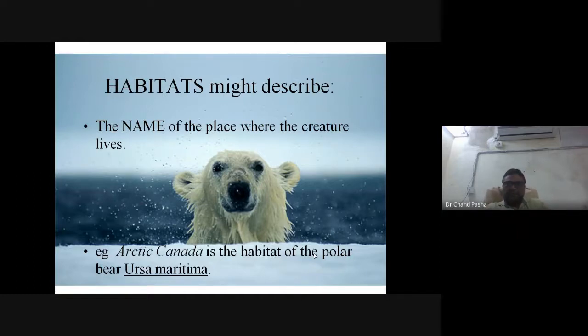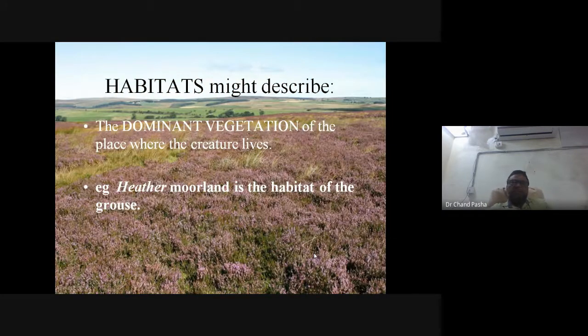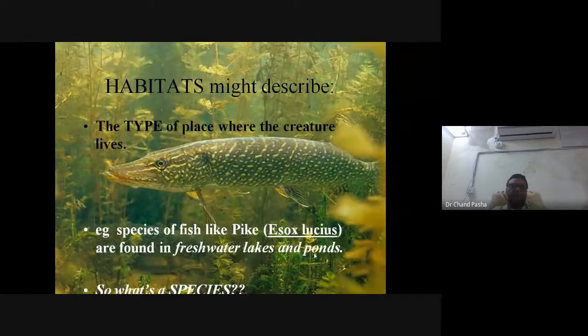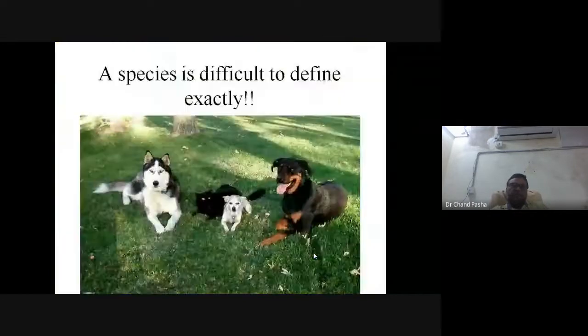See, sometimes we'll be giving the name Arctic panda or Himalayan lion or Himalayan cow, something like this. And here there is one more: habitat. It is the dominant vegetation of the place where the creature lives, and it also tells where the creature lives.